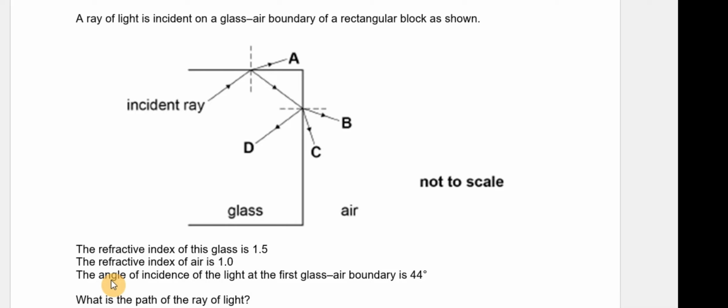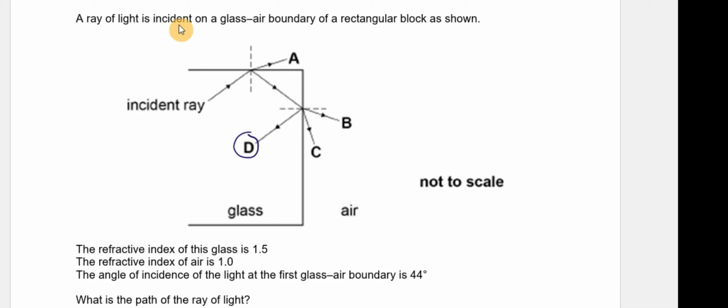If you want to try this question yourself, pause the video now. If you got the answer D, give yourself a pat on the back. If you'd like to see my explanation of how I found the answer, please continue watching.